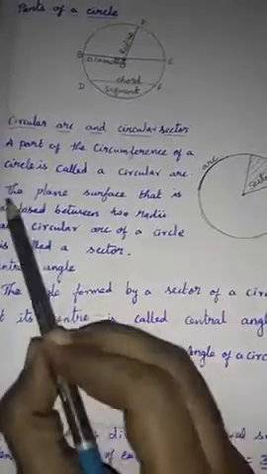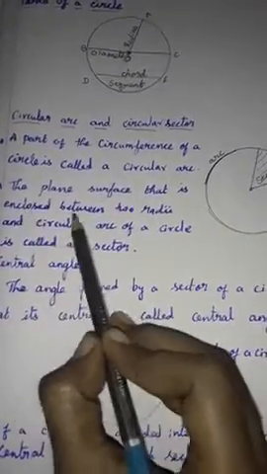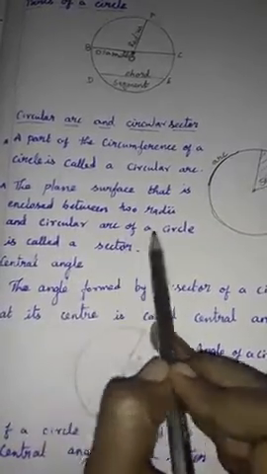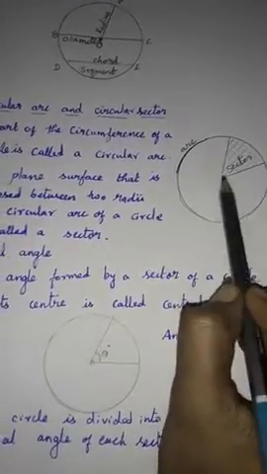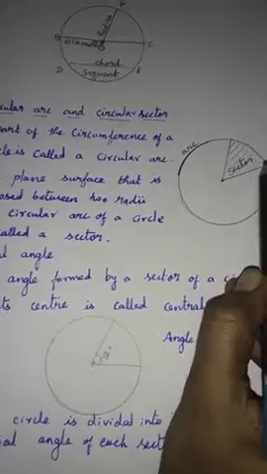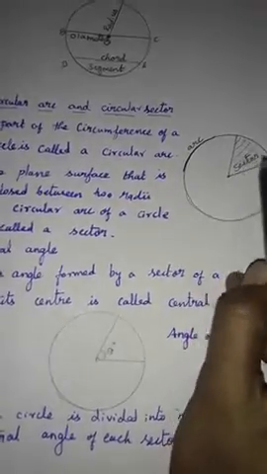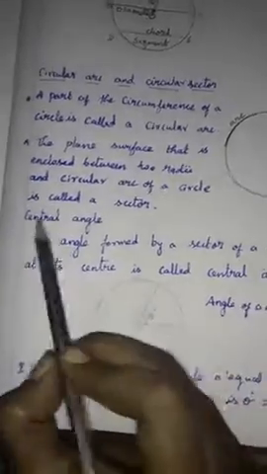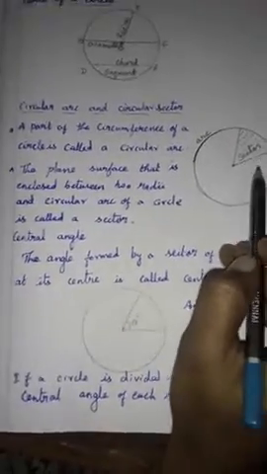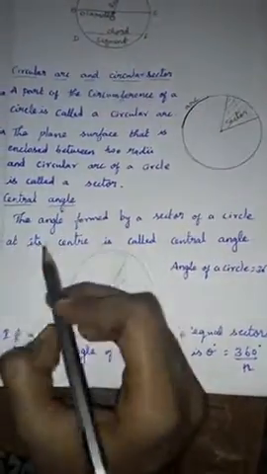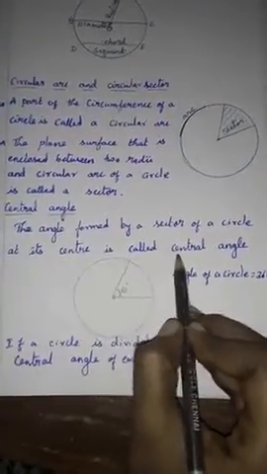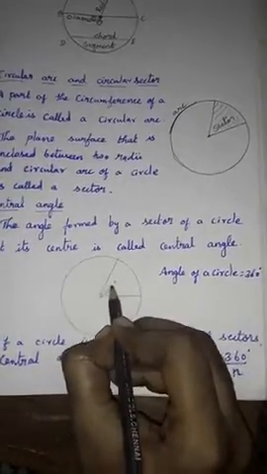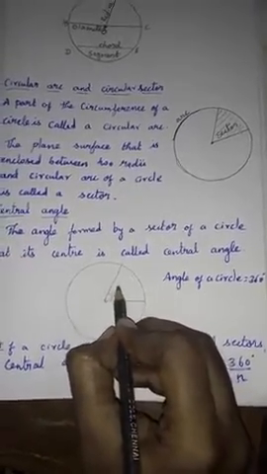Then circular sector: the plane surface that is enclosed between two radii and a circular arc of a circle is called a sector. That is, in a circle, if two radii are drawn, this enclosed area is called the sector of a circle. For this sector, we are going to find the angle. That angle we call the central angle. The angle formed by a sector of a circle at its center is called the central angle. This angle we call theta, central angle theta.